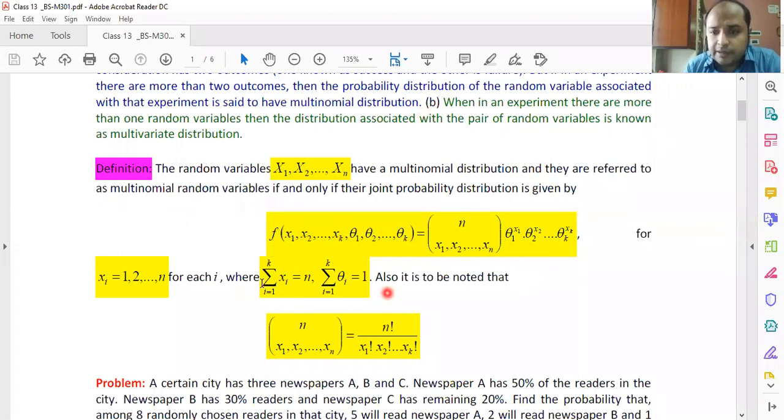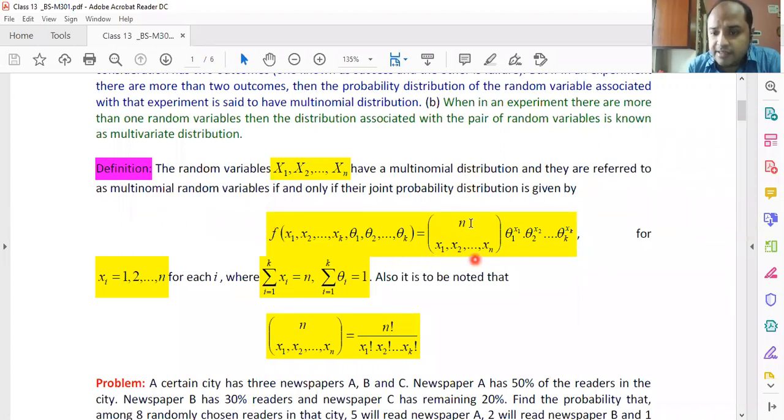So the probability density function of this can be expressed as probability of x1 comma x2 comma dot dot dot xk. These are all possible outcomes of the experiment, and theta 1, theta 2, theta k are the probabilities of each of these outcomes. X1 appears with probability theta 1, x2 appears with probability theta 2, xk appears with probability theta k. Then this probability mass function, not density, can be written in the following way.